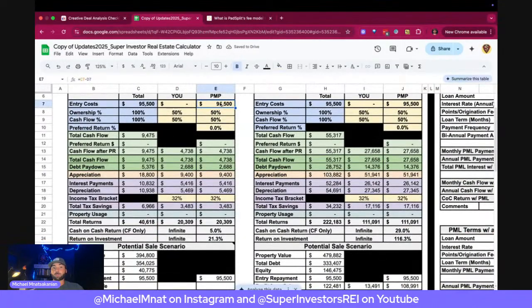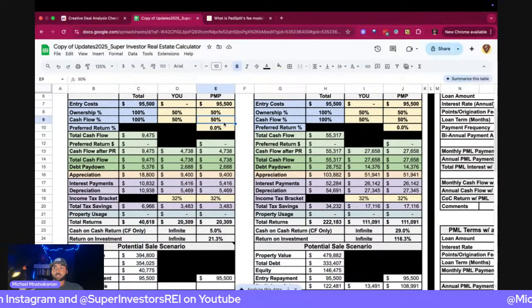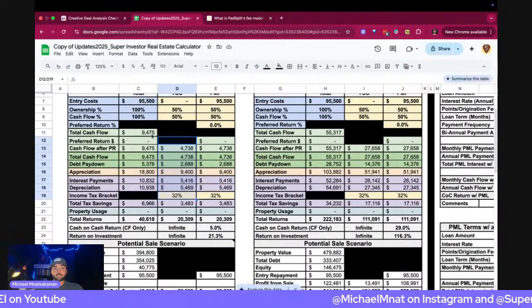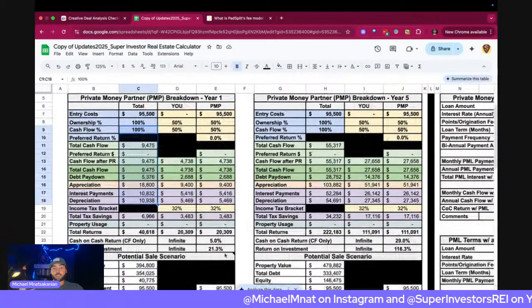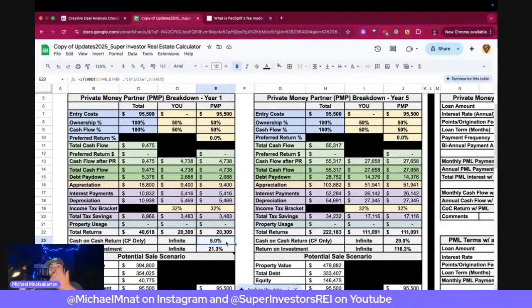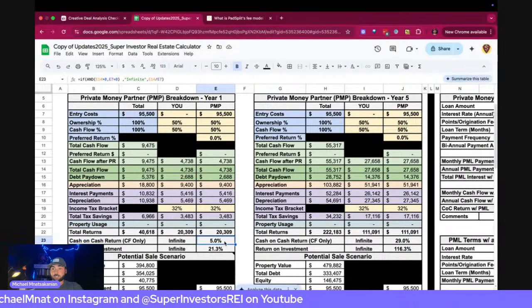Your private money partner brings in $95,500. They get 50% ownership and 50% cash flow. These are their returns. These are your returns. These are the total property returns. Their return on investment, their cash on cash return, right? Their cash flow divided by the entry is a 5% cash on cash return.